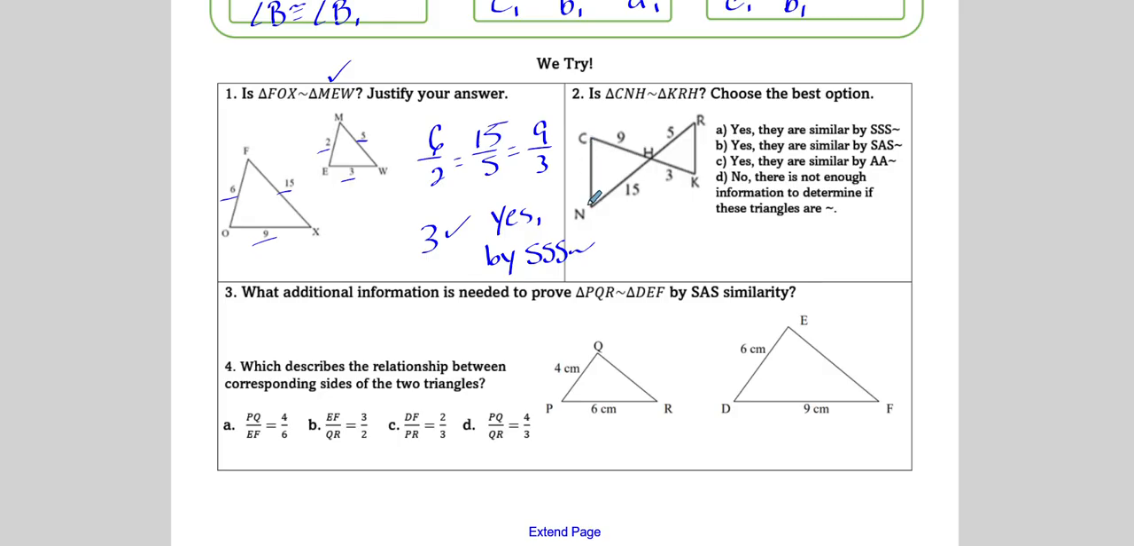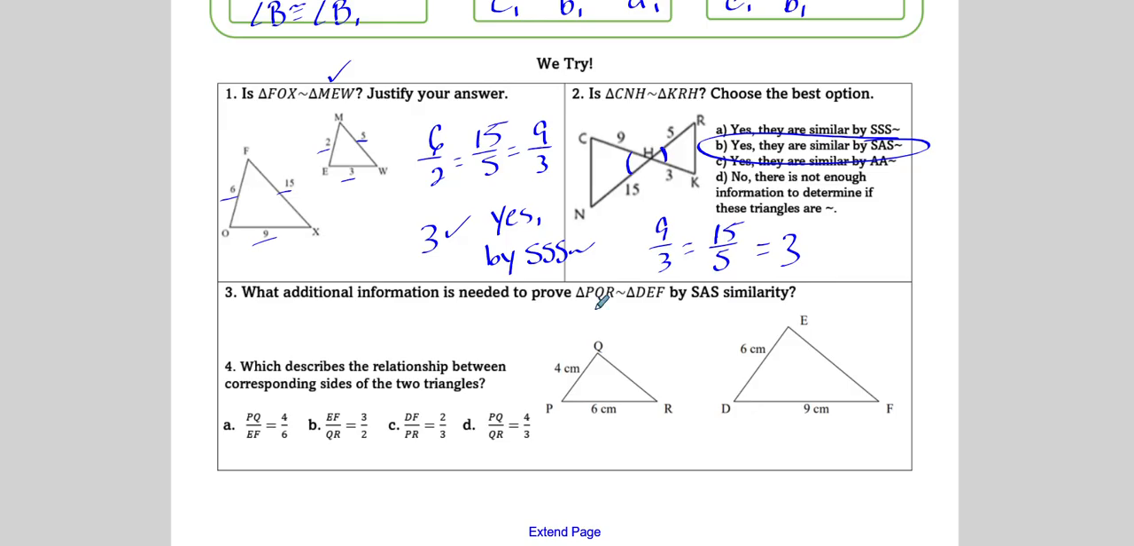All right, is C and H similar to KRH? So here we can see that we have vertical angles, and we have sides that are across from each other that might be proportional. 9 over 3 and 15 over 5. You can see actually it's the same thing. Those are both equal to 3. So we have two pairs of sides and the included angle. That is side-angle-side. So yes, they are similar.